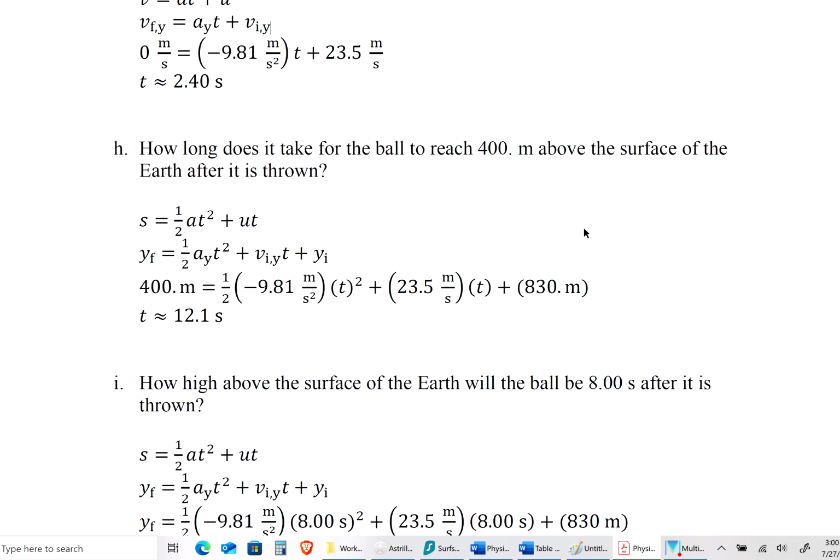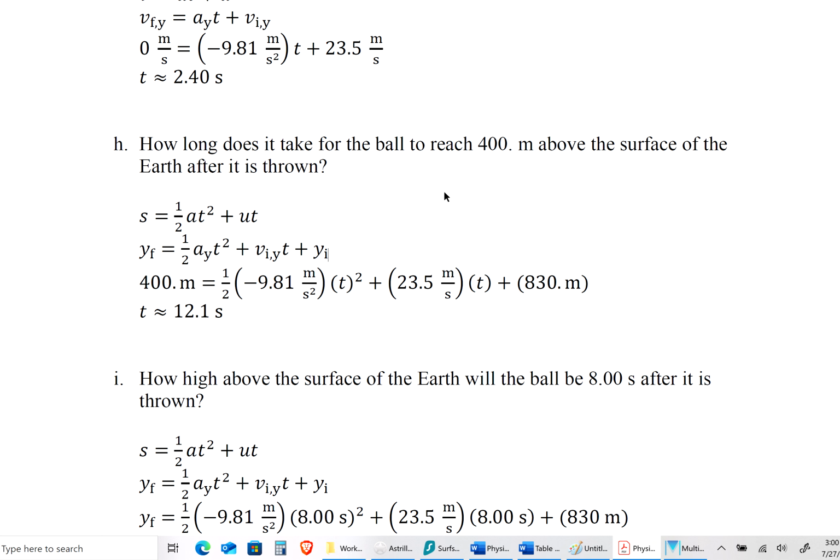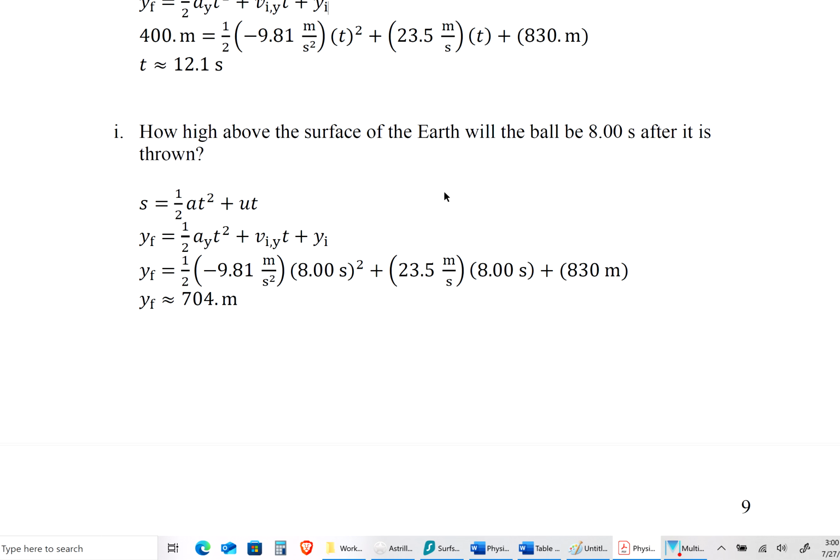Part H, how long does it take for the ball to reach 400 meters above the surface of the earth after it is thrown? Once again, we're going to use vertical variables, not horizontal variables. Part I, how high above the surface of the earth will the ball be 8 seconds after it is thrown? It says how high, so vertical variables.